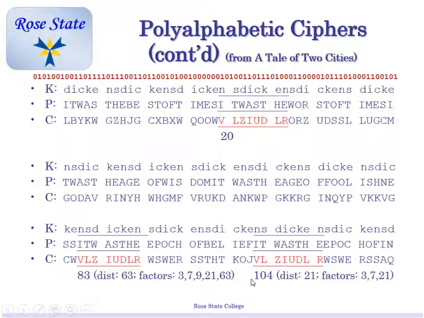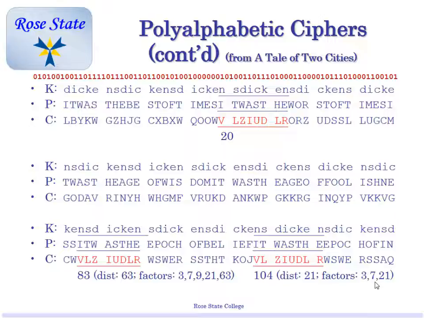Then we subtract the differences. What's the difference between 83 and 20? That'll be 63. So 83 minus 20 is 63. Then everybody knows how to factor a number. The factors of 63 happen to be 3, 7, 9, 21, and 63. Then we find the difference between 104 and 83. That distance is 21. The factors of 21 are 3, 7, and 21. Don't include 1. 1 is a factor of every number. Do not submit 1 as your answer.